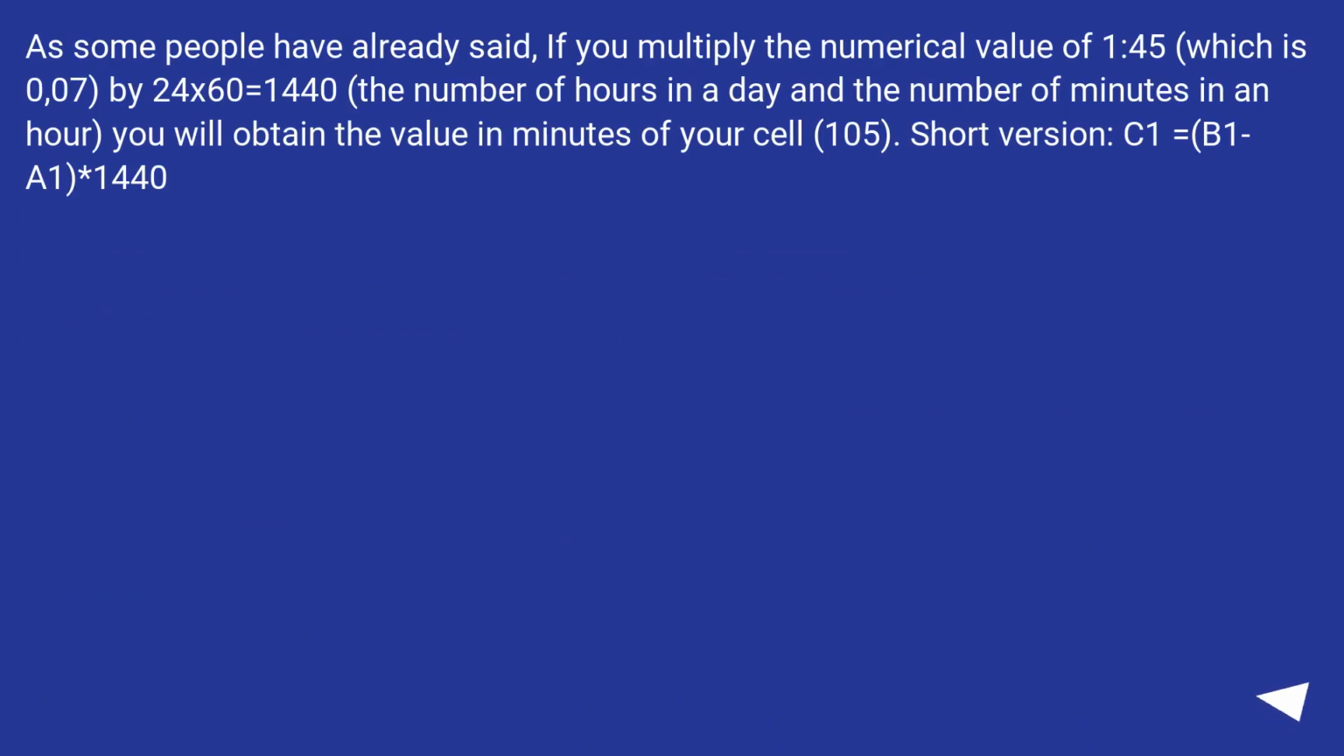As some people have already said, if you multiply the numerical value of 1:45, which is 0.07, by 24 by 60 equals 1440, the number of hours in a day and the number of minutes in an hour, you will obtain the value in minutes of your cell, 105. Short version, C1 equals (B1-A1)*1440.